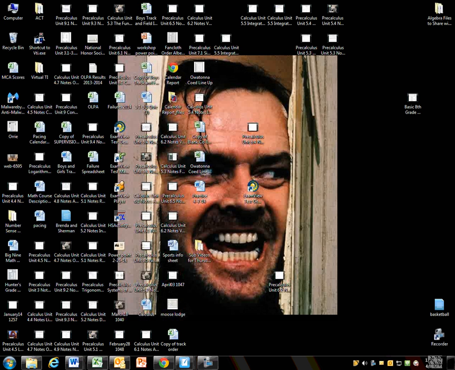Jack Nicholson, from the movie The Shining, which is a book by Stephen King. One of the most classic Jack movies of all time. It is quite the movie. Be ready to be disturbed when you watch it.